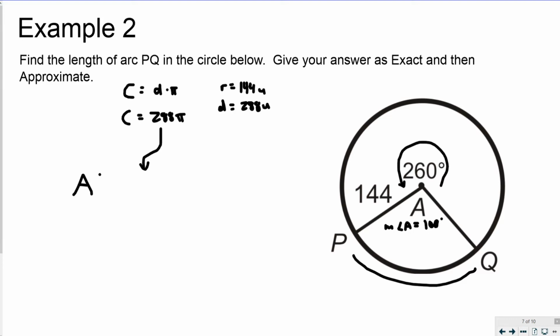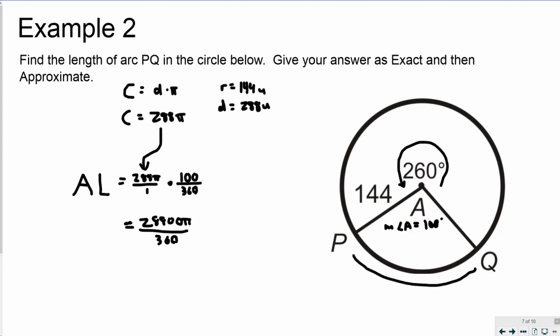So the arc length is equal to 288 pi over 1 times the 100 over 360. So we're going to go ahead and multiply those out. So 288 times 100 gives you 28,800. So we get 28,800 times pi over 360.